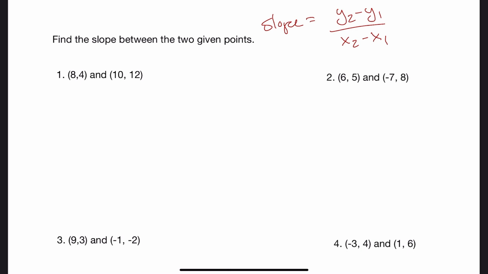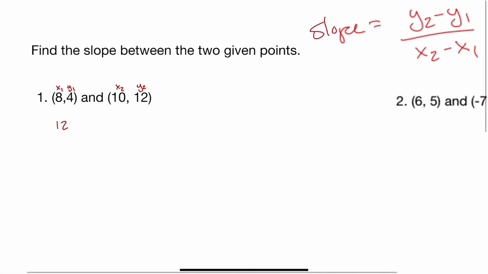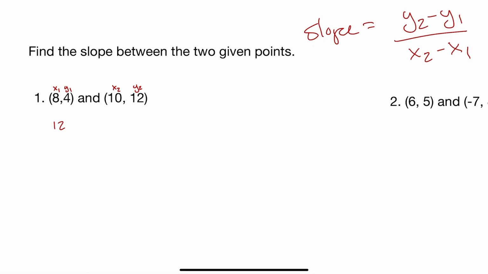All right, so let's start with number 1. We have 8, 4, and 10, 12. All right, so first thing I want to do is label off these coordinates. We have x1 here and y1 here. x2, y2. All right, now we're going to start plugging them into that formula that we saw. So we're going to start with y2. y2 is 12. So I'm going to say 12. Let's look back at that formula. It says y2 minus y1.